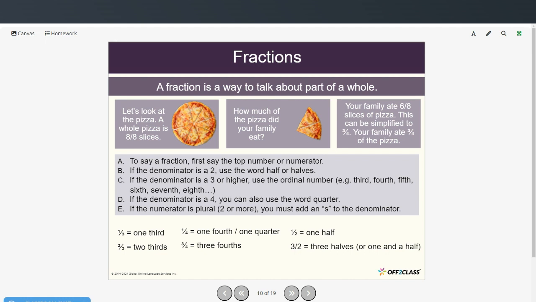Your family ate 6/8 slices of pizza. This can be simplified to 3/4. Your family ate 3/4 of the pizza.